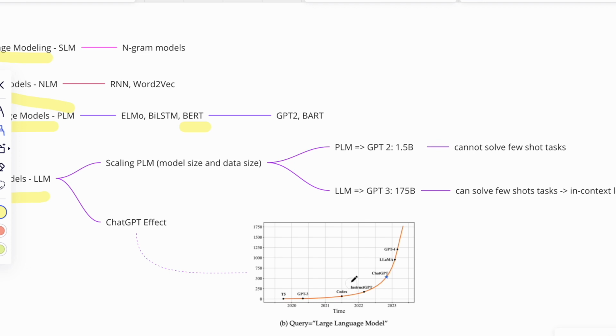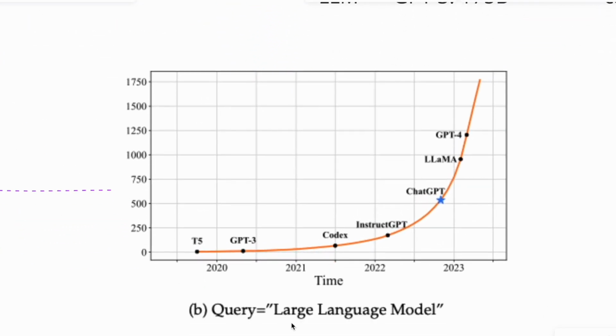If you look at this graph, the query of large language model trends increased dramatically after ChatGPT. And today you can see large language models, LLMs, everywhere. Okay, I said that PLMs and LLMs have similar architectures, and the difference is mostly about the model size and the dataset size. But what are the consequences of these differences? Let's compare LLM and PLM.